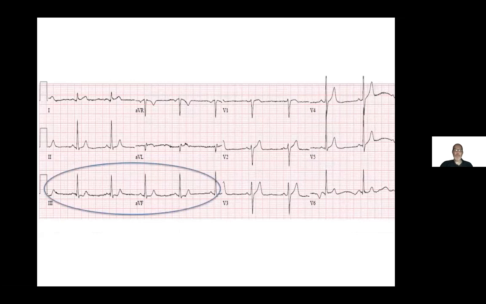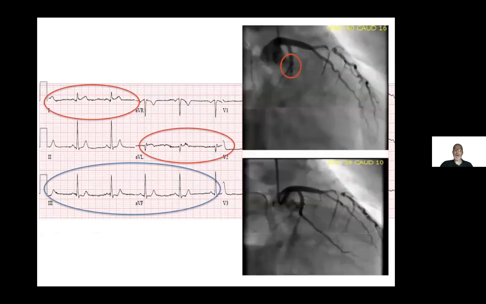You see some ST depression in 3 and AVF. This one's a little bit more obvious. You see some elevation out here in 1 and AVL. Also a left circumflex artery occlusion. Remember, the circumflex supplies the lateral wall and sometimes wraps around, oftentimes feeds a good portion of the posterior wall as well.